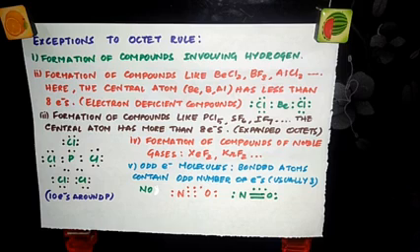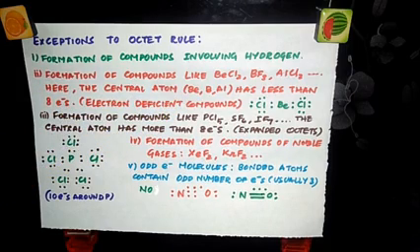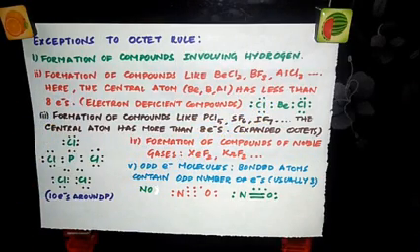So hydrogen is an exception to the octet rule. So compounds involving hydrogen are an exception to the octet rule. And the second one is the formation of compounds like BeCl2, BF3, AlCl3. In each of these molecules, the central atom has less than 8 electrons. Here the central atom is beryllium, here boron, and there aluminium. So they have less than 8 electrons. These compounds are called electron deficient compounds.